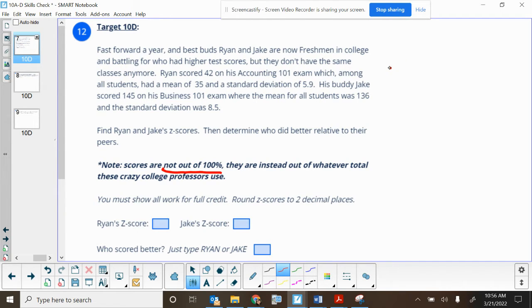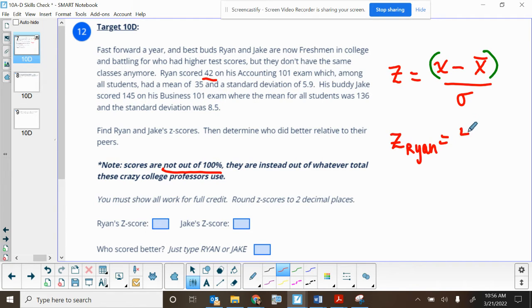So remember the z-score formula is that you take your data and then you subtract the mean and you divide by the standard deviation. And remember, you've got to do this part first before you divide. So for Ryan's z-score, he scored 42. I'm just going to say z of Ryan is 42 minus, let's see, accounting. Don't let that 101 throw you off. That's just the class name. The mean was 35 and the standard deviation was 5.9.